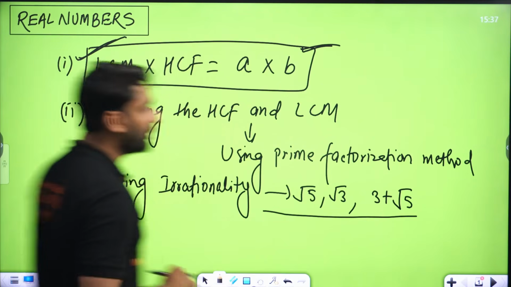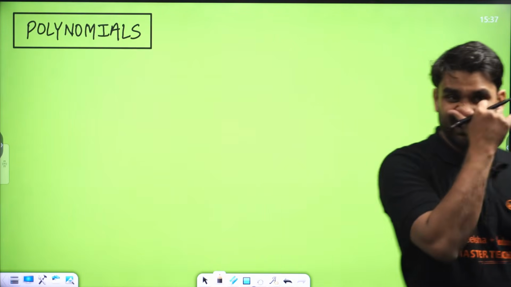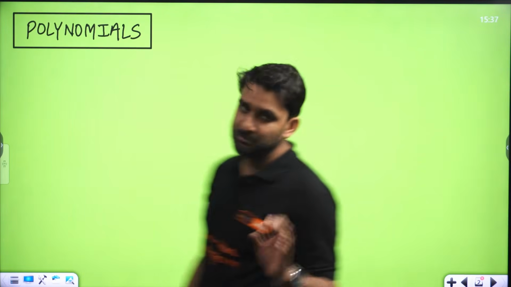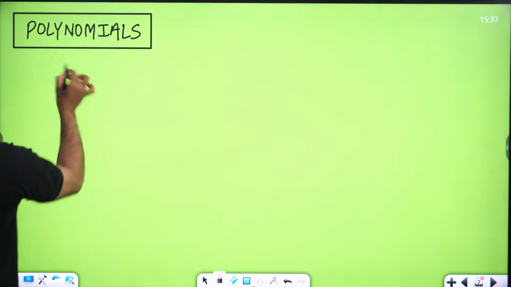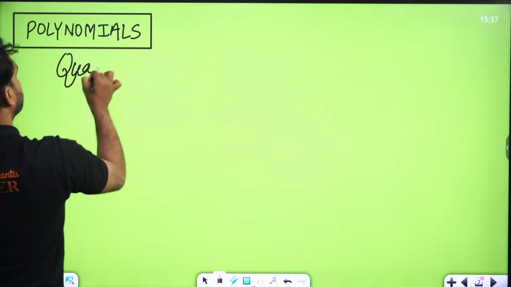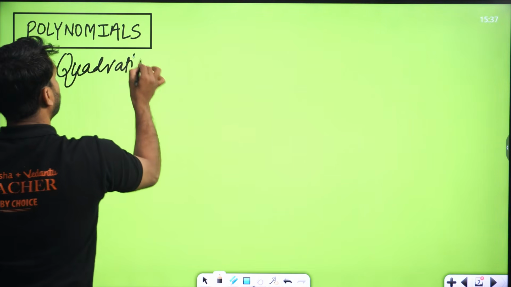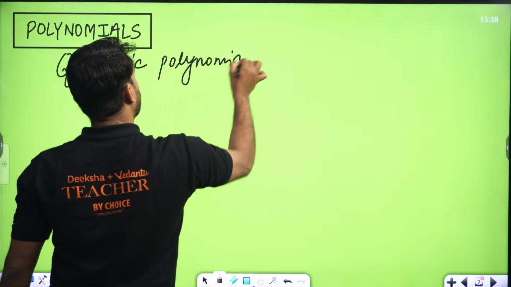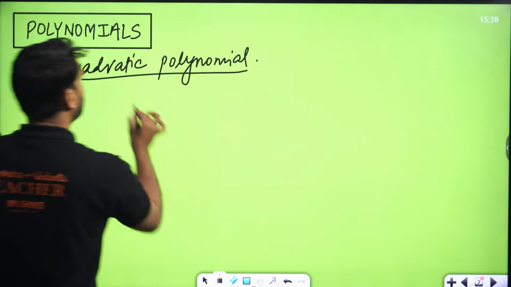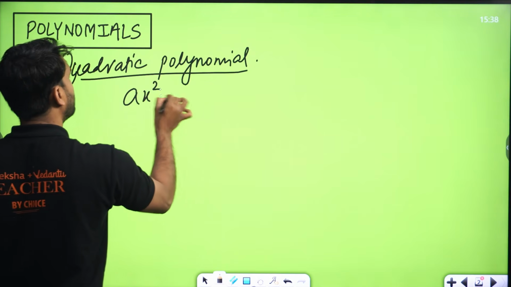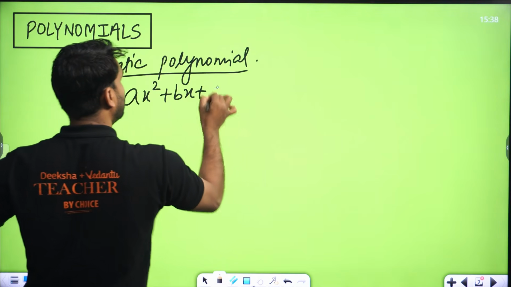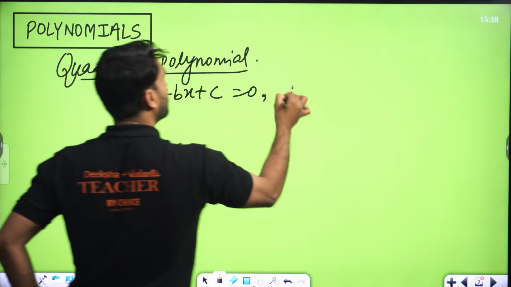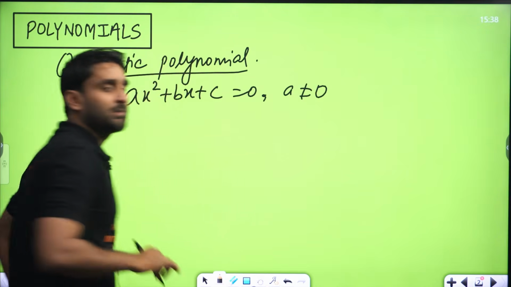Now the second chapter, polynomials, my dear. In polynomials, the quadratic polynomial is important. We all know the general format of a quadratic polynomial is ax square plus bx plus c equals 0, and here a cannot be equal to 0.